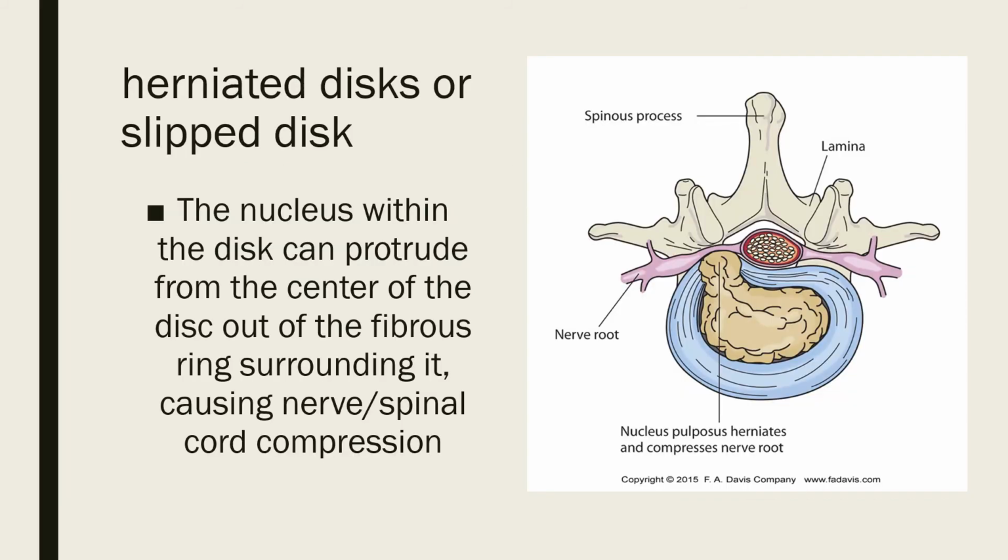Nerve compression can be caused by tumors, trauma, poor body mechanics, and even age. The most common that we see is your herniated disc or slipped disc, which is when the nucleus within the disc protrudes from the center, as you can see over there in the picture, and then it puts pressure on that nerve root.